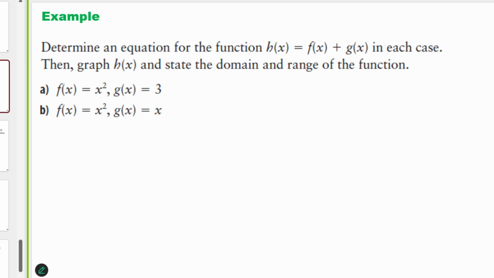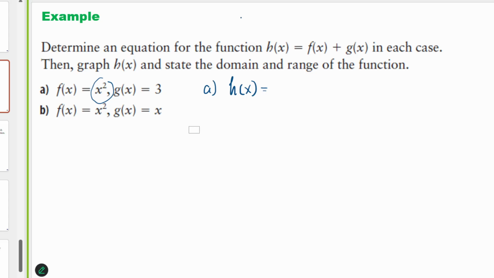I'm not 100% sure how to do this. Okay, no problem. Let's have a look at that. So h(x) equals f(x) plus g(x). We simply add the expressions of g(x) and f(x). So for question A, h(x), we simply substitute the expressions for f(x) and g(x) there. That's it. So what is f(x)?